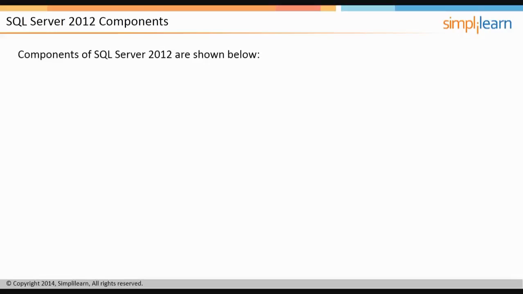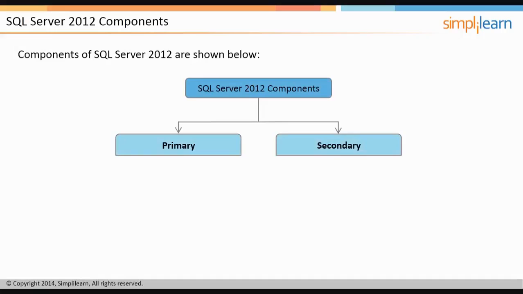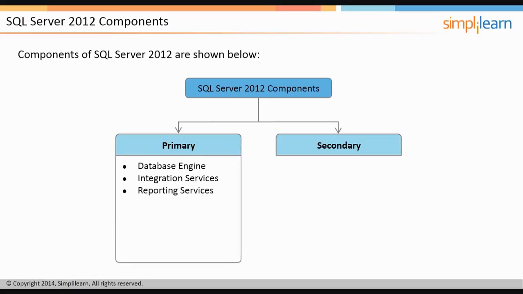Components in SQL Server can be categorized into two sets, primary and secondary. Primary components are fundamental services that the product offers and provide a certain set of unique capabilities. There are four such primary components in SQL Server: Database Engine, Integration Services, Reporting Services, and Analysis Services. We will discuss them in more detail in the next few screens.